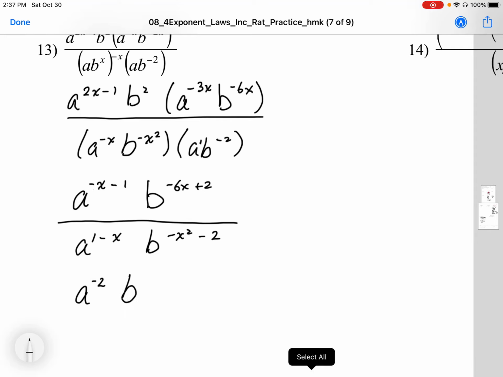For the b, I'm going to express in the numerator as well. The negative x squared becomes positive x squared in the numerator. Okay, so that negative means divide. So if it's a divide in the denominator, really it means times. So that's a positive exponent. We have minus 6x. They are not like terms, so they cannot be combined. And then we have plus 2 minus negative 2, which is plus 2. So I get plus 4.